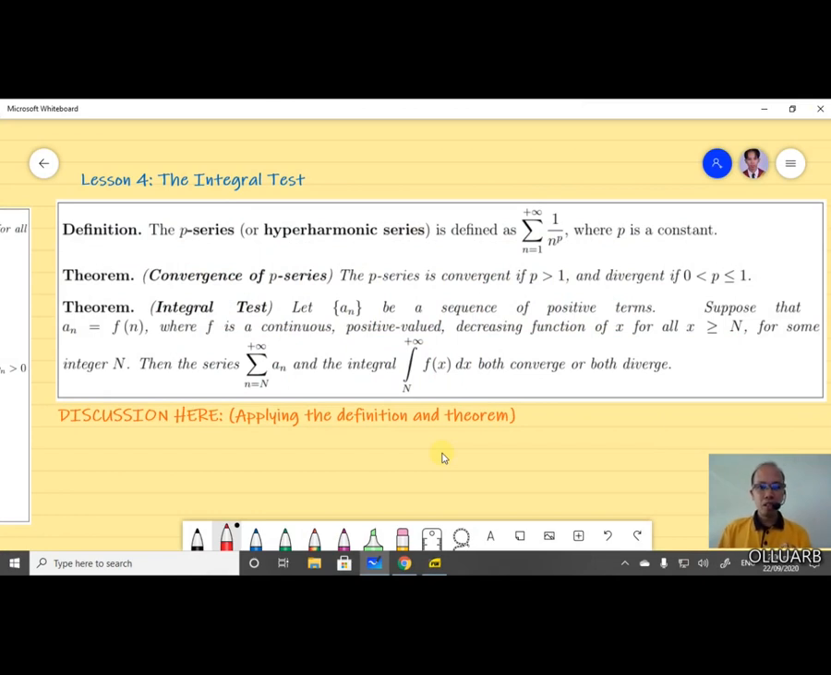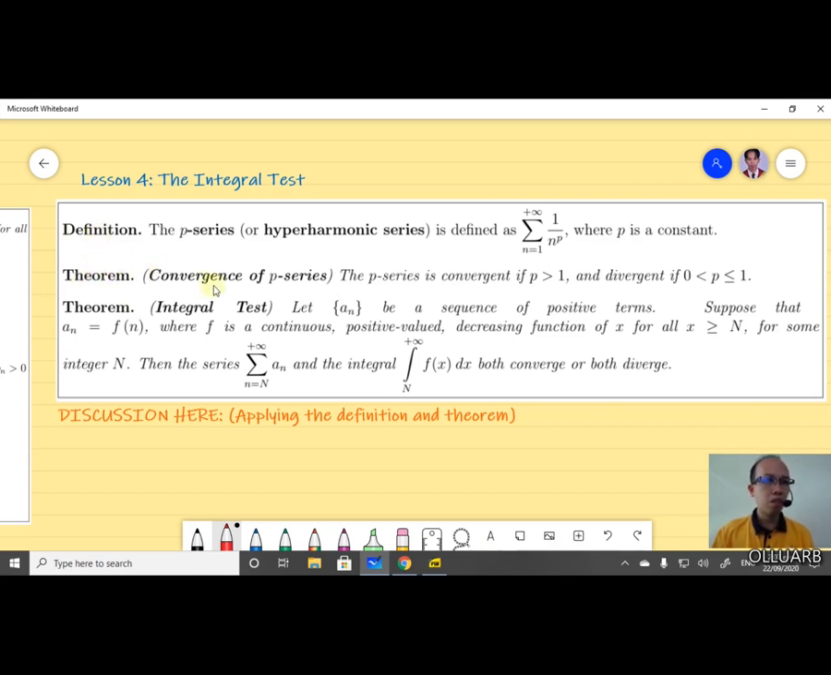Everyone, welcome back. This is lesson number 4 in chapter 1 of Calculus 3. As you can see here, the title is the integral test. For our first definition, we have the p-series, or the hyperharmonic series, defined as this expression, the summation of 1 over n to the p, where our index starts from 1 up to positive infinity, where p is a constant. Notice that this theorem is conjoined to the first definition.